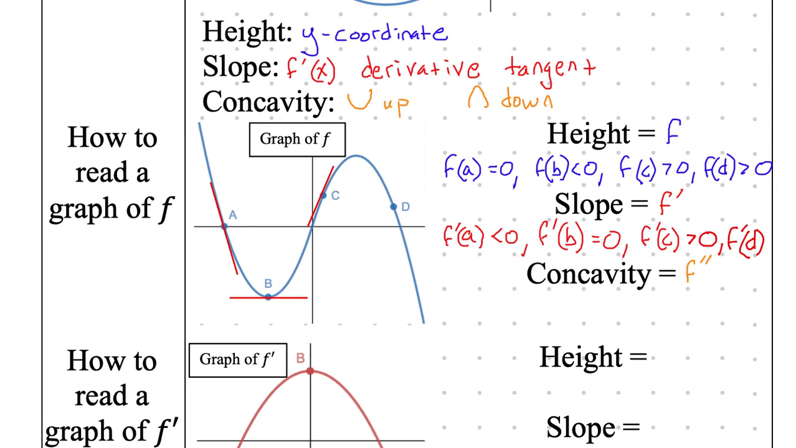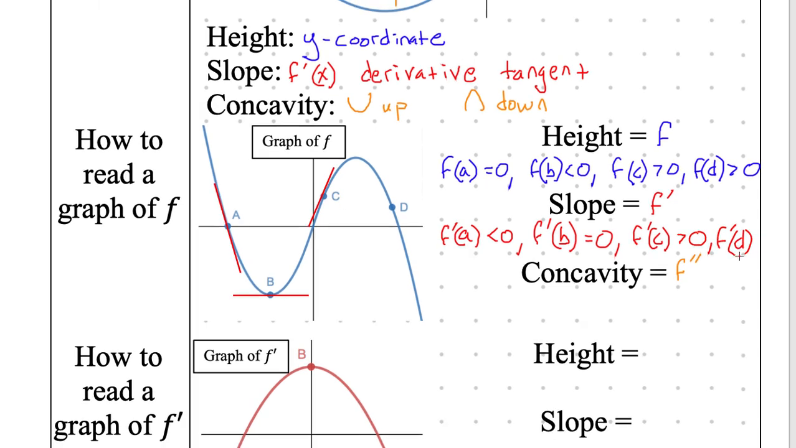Let me change this to 125%. Less than 0. Let's do concavity now. F double prime of A. Now I have to look at the curvature. F double prime of A. Do I draw the arrow up or down? Up. I draw it up, so it's concave up, which means it is greater than 0.